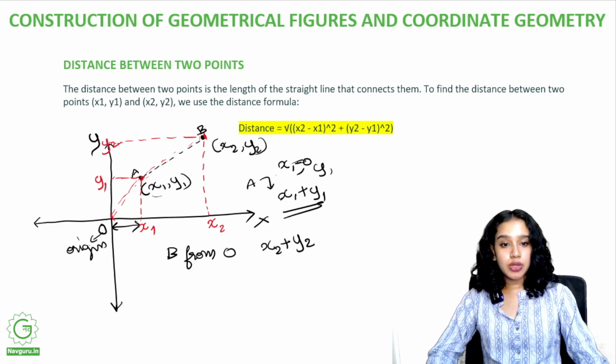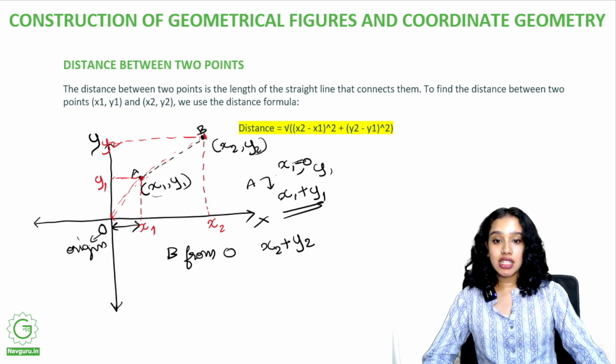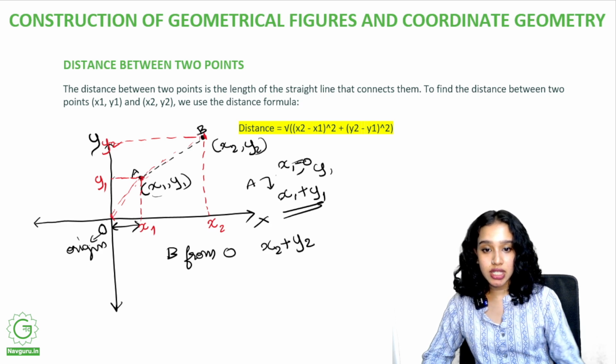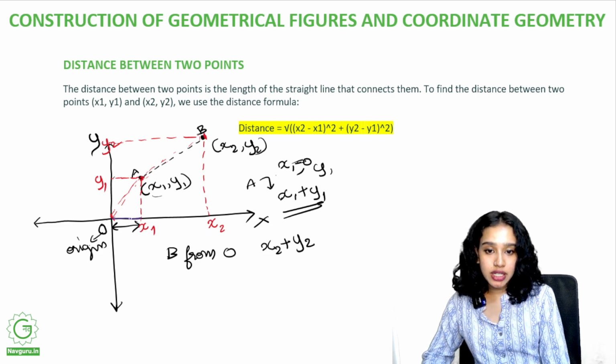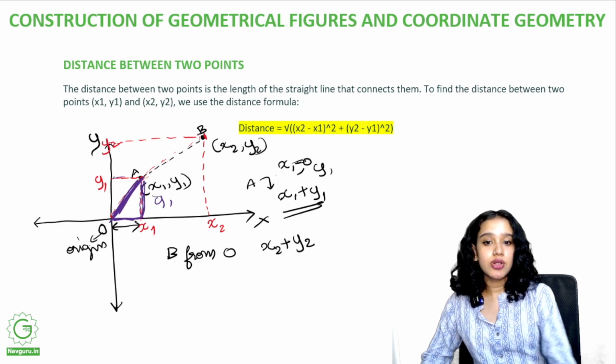This would be actually not x1 plus y1. Why? Because x1 is this distance. Okay, let's make it a little bit more clear. This would be x1, right? And this would be y1. This would be x1 and this would be y1. This distance is y1, right? Now, what do we see here? We have to find this distance from the origin, right? So what do we get here?